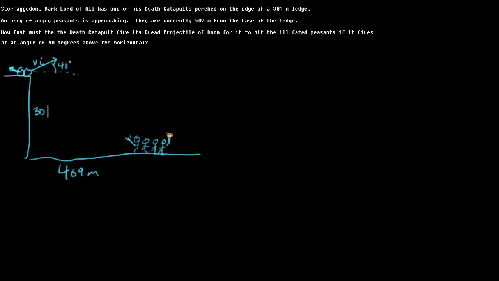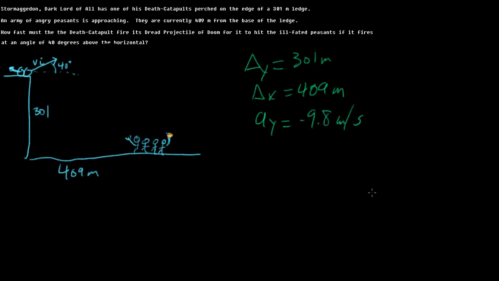Let's write down all our knowns. So we know theta, we know delta y is 301 meters, we know delta x is 409 meters, and we know acceleration in the y direction is negative 9.8 meters per second squared. And that's it. We don't know time, we don't know initial velocity in either direction, and we don't know final velocity in either direction.